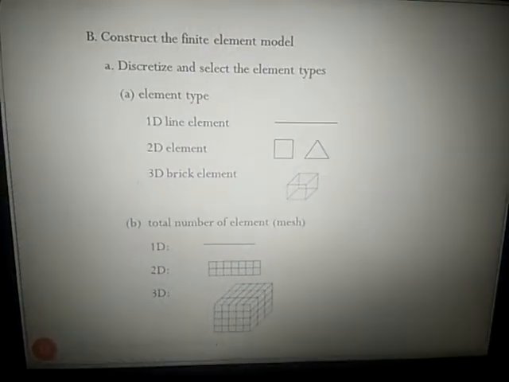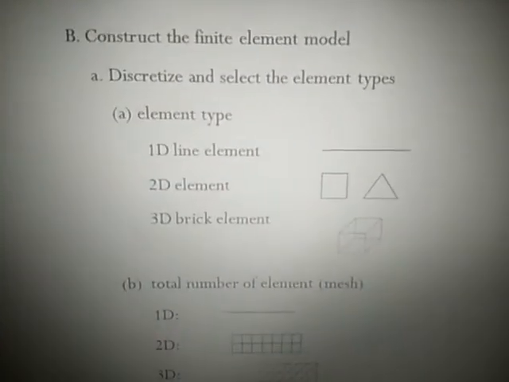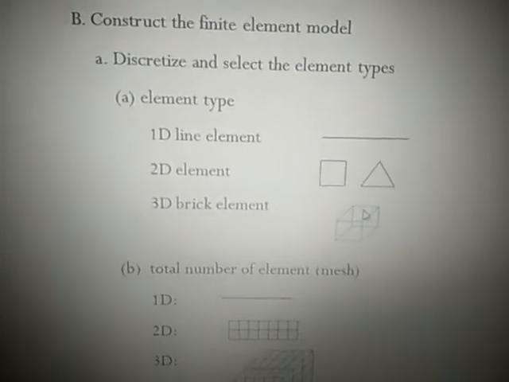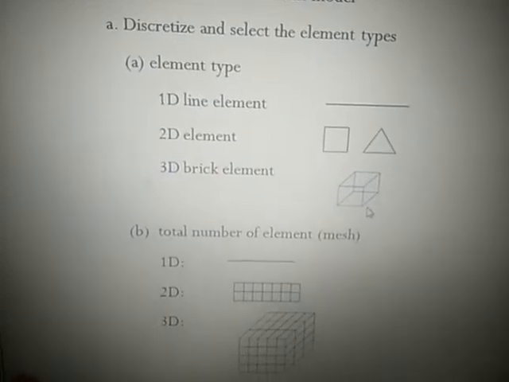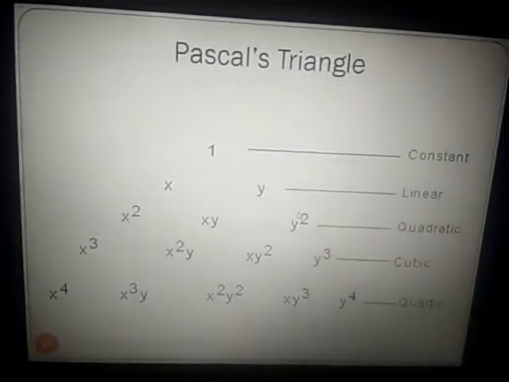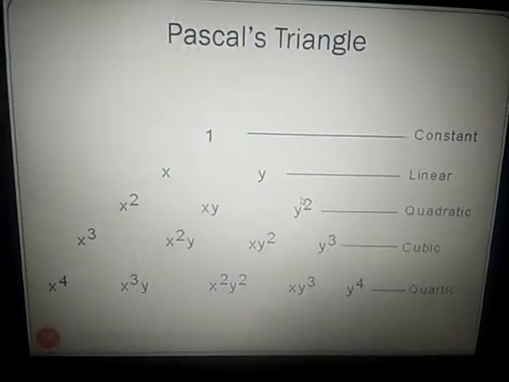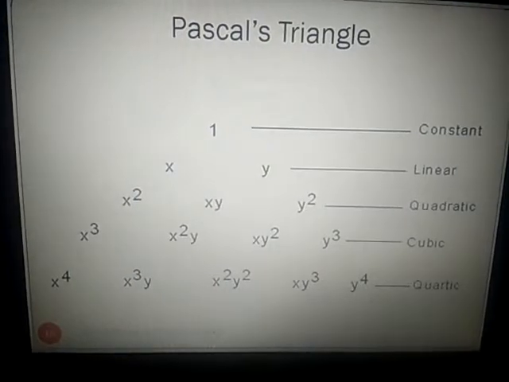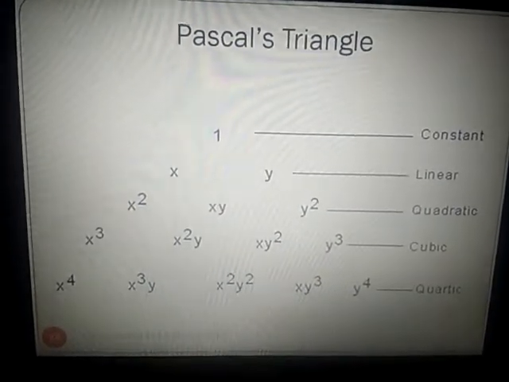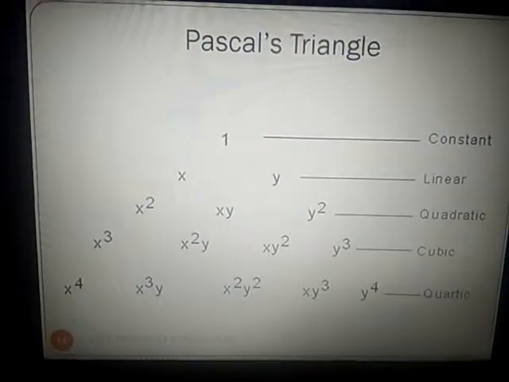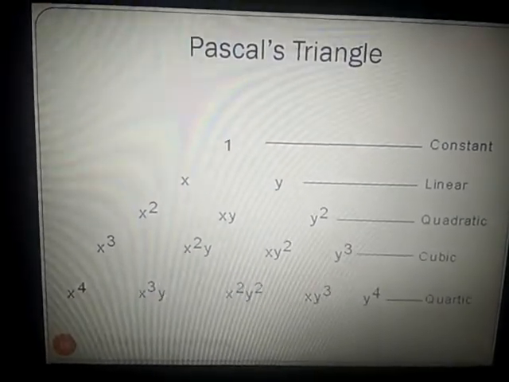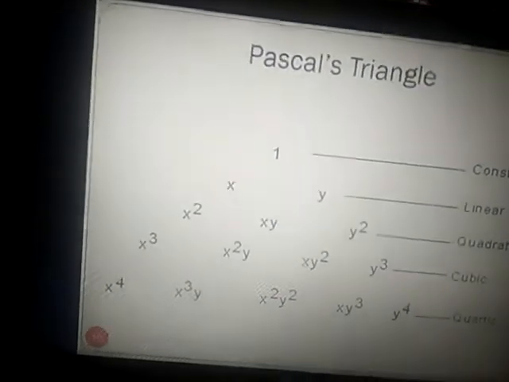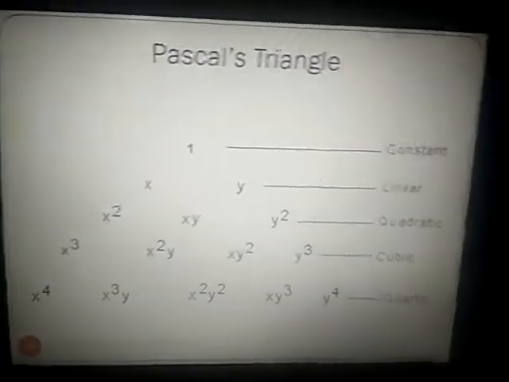Now you go to construct the finite element model: discretize and select the element types, 1D, 2D, 3D brick element, and the total number of elements. Now you see all these are done using Pascal's triangle. One is the constant, then x, y linear, x square, y square, and in between xy. All powers are 2, so quadratic. Power is 3: x cube, x square y, x y square, y cube. All the powers are 3. Fourth one, all powers are 4. This is given by Pascal.